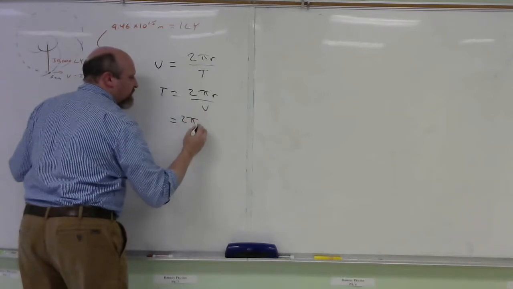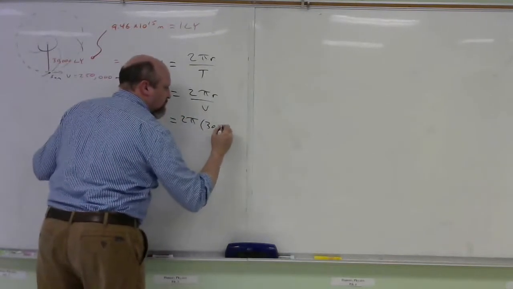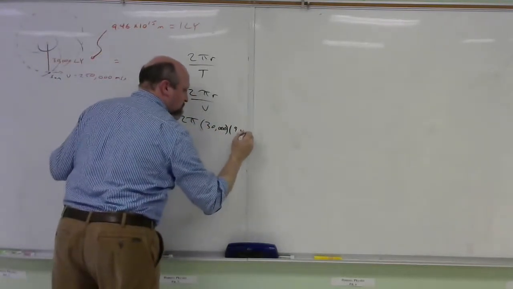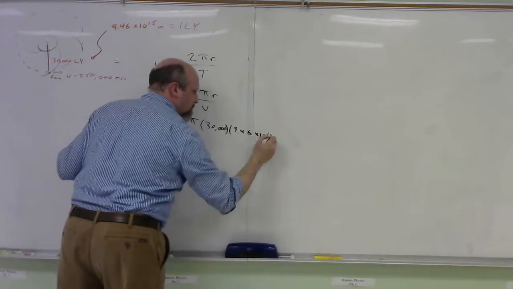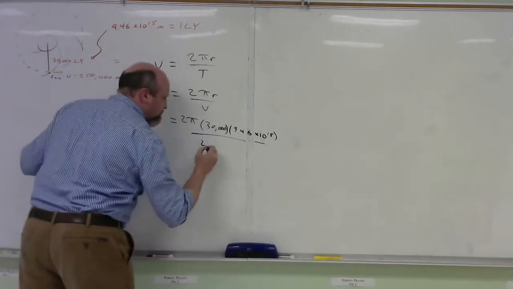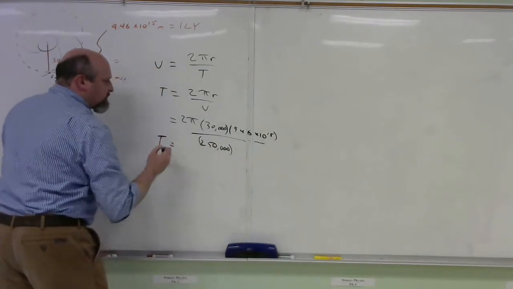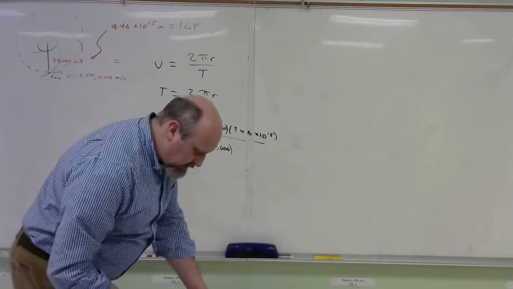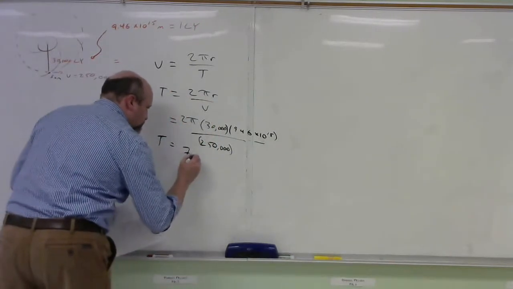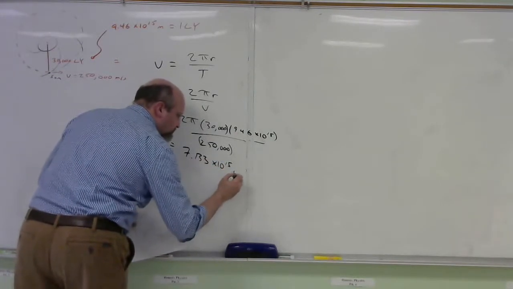Put in my values: 2 pi, that distance is 30,000 times 9.46 times 10 to the 15. And then the speed, they told us, was 250,000 meters per second. And so I punched that in my calculator, and it spat out a value of 7.133 times 10 to the 15th seconds.